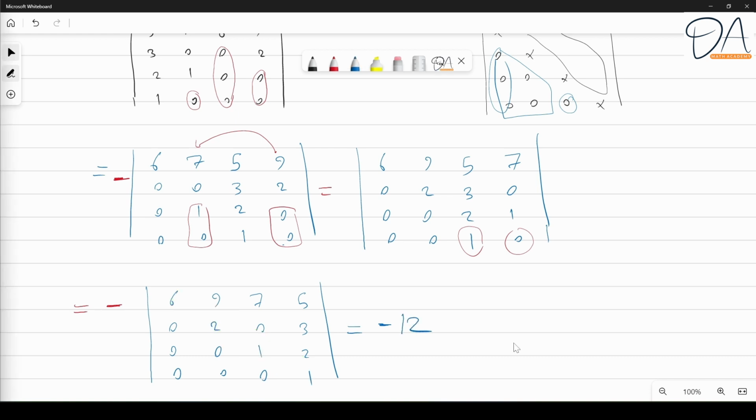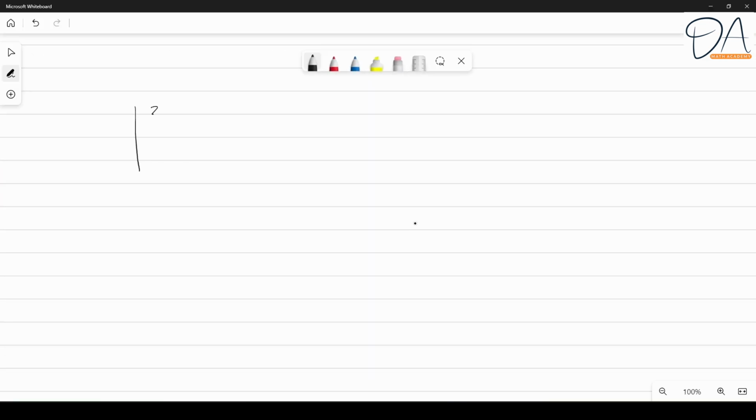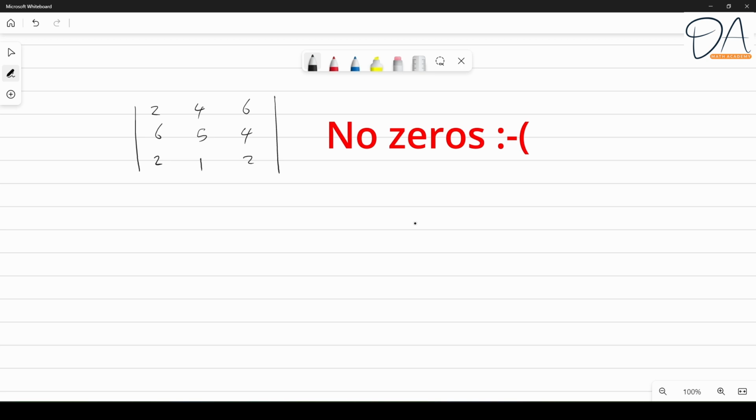This was an example where we just used a swap operation. Now, in general, you may not be lucky to have zeros, so you may actually need to reduce it in a systematic way. So I'll show you how to do that. So let's go to the next example. Okay, so this is our next example. You can see there are no zeros, so we actually need to introduce 0.